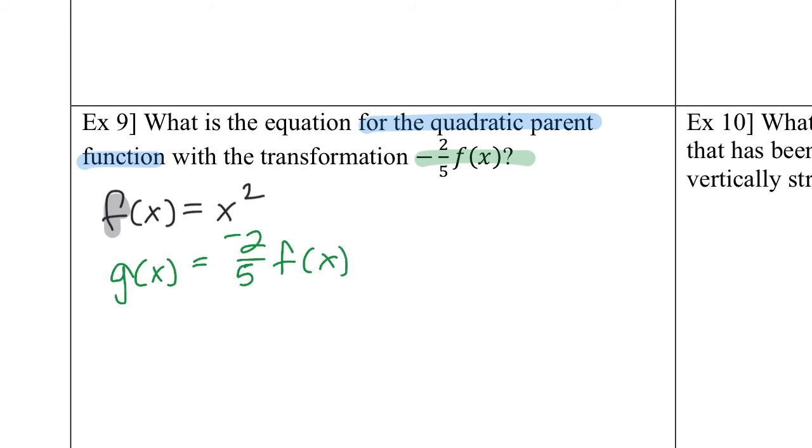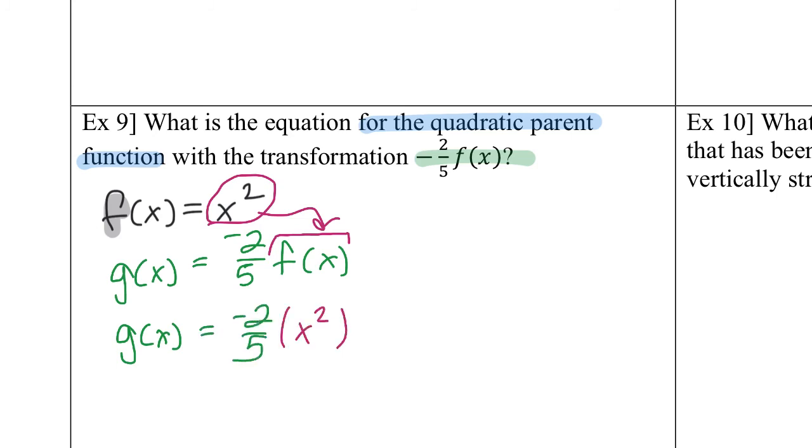So again, we're going to do some replacing. Take this f of x and replace it with what the old function was, which is just x squared. So g of x equals negative 2/5 times x squared. And since all I have is x squared, you don't even really need those parentheses. I don't have anything other than x squared.